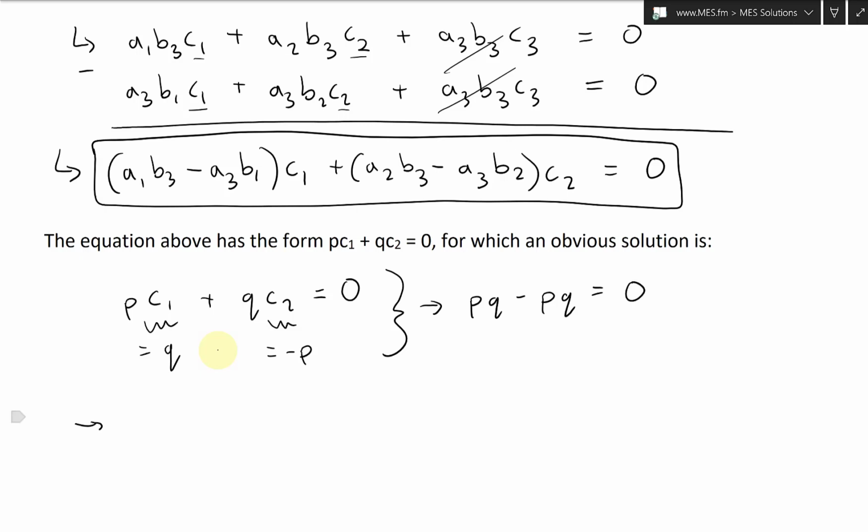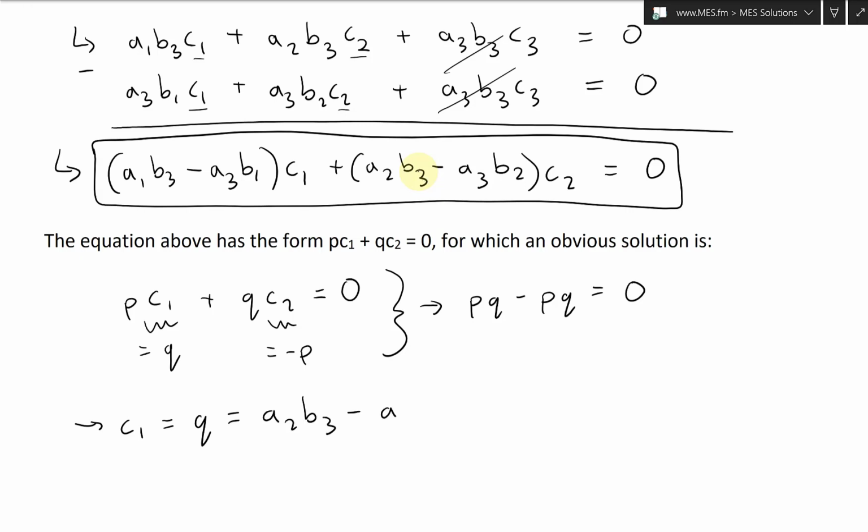So that means that C1 is equal to Q. And in our case, Q is this right here, A2B3 minus A3B2. So this equals A2B3, let's remove the bracket.